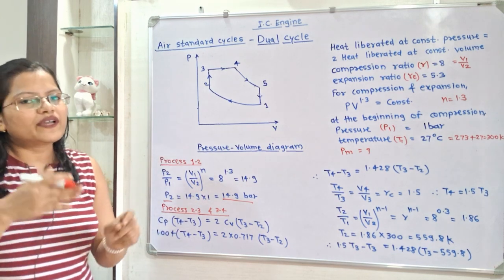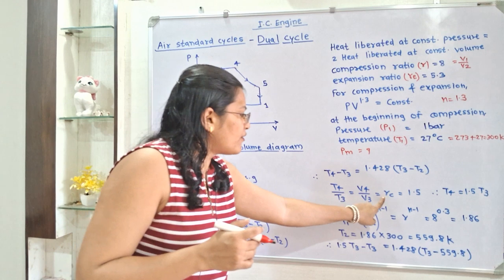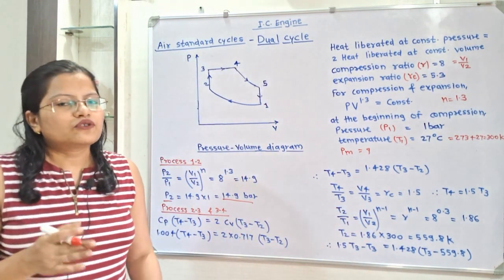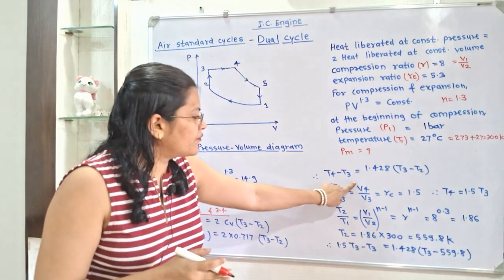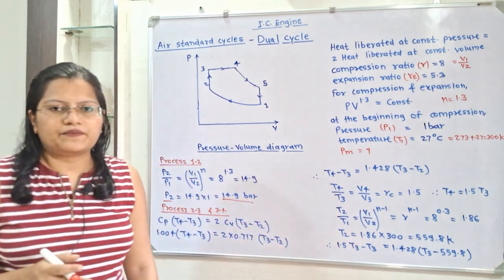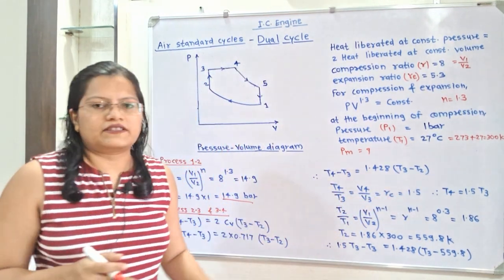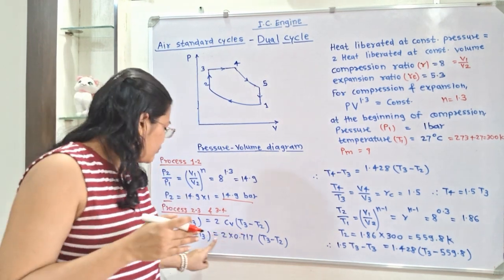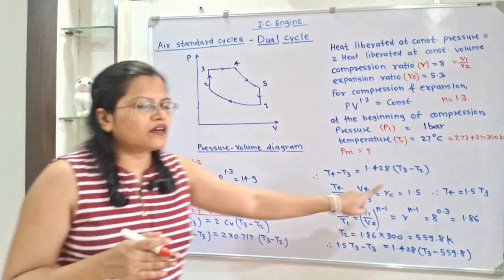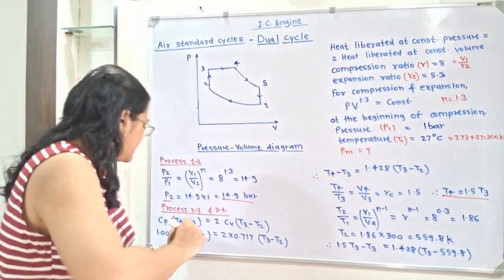If we observe, we have the cutoff ratio that is mentioned in the question. So we have calculated the cutoff ratio is equal to 1.5. This cutoff ratio is the ratio of V4 by V3, or it is also known as T4 by T3. So we get the relation T4 is equal to 1.5 T3. Now this relation we will use in this equation. So I will underline this. We will replace this T4 in terms of T3.